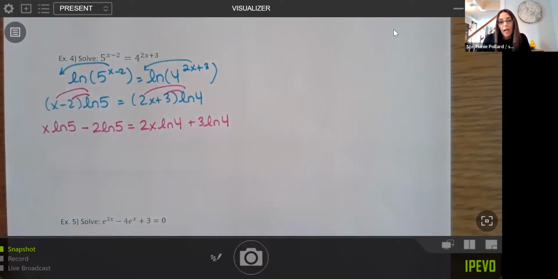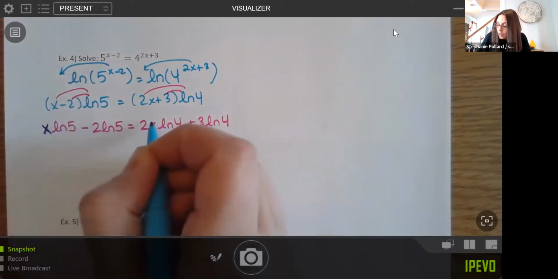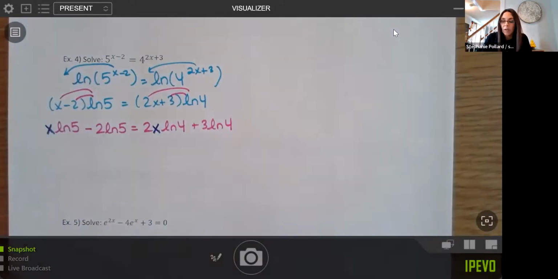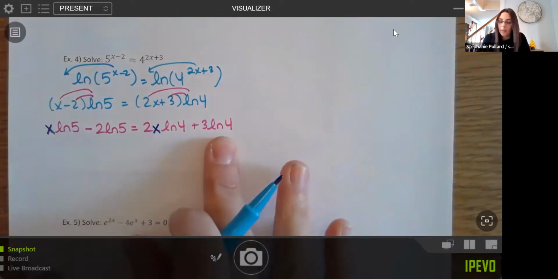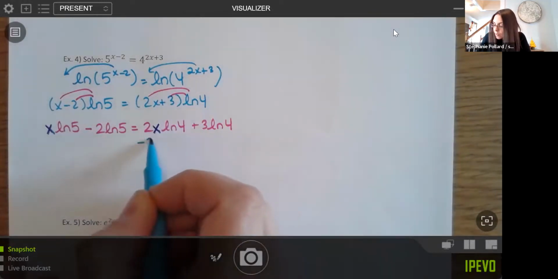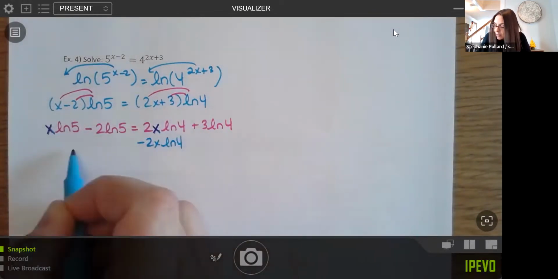Now I'm solving for x, so I do want to get my x's together and get everything else on the other side. Again, I know it looks kind of weird here, but I can see I have an x here and an x here. So I do want to bring this to the same side of the equation and bring everything else without an x to the other side. So I'm going to subtract this one from both sides.